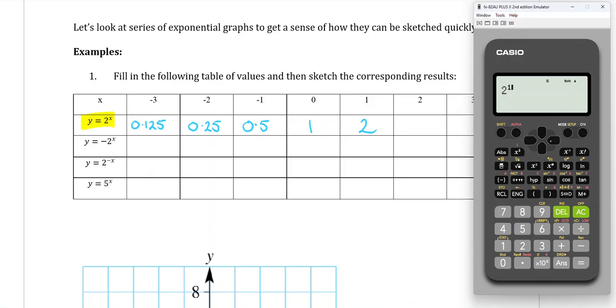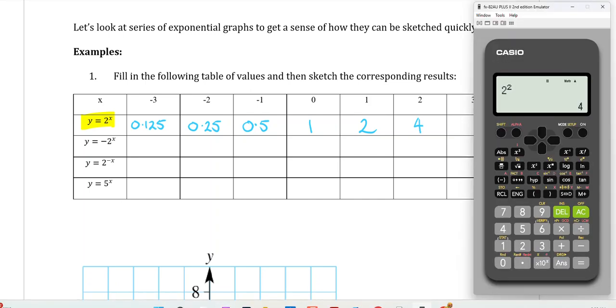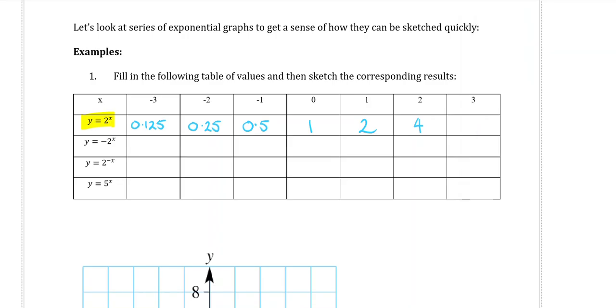To the power of 2, you probably don't need the calculator for these, but thought at least for the first one I would do it. 2 to the power of 2 is 4. And then for the last one, we want to the power of 3, which is 8. Okay, so just typing those into the calculator, I'm going to keep going and fill the rest of them in.